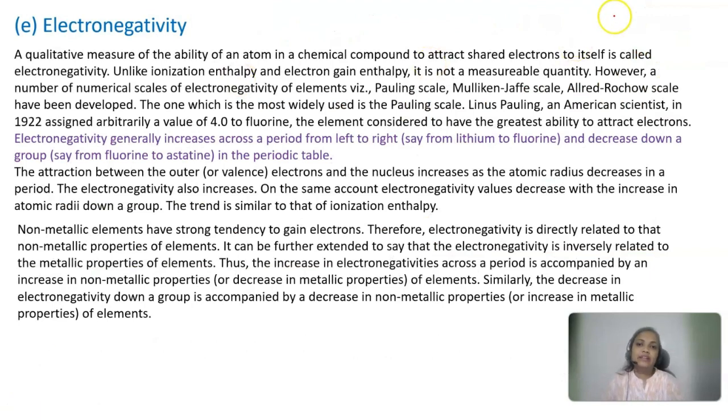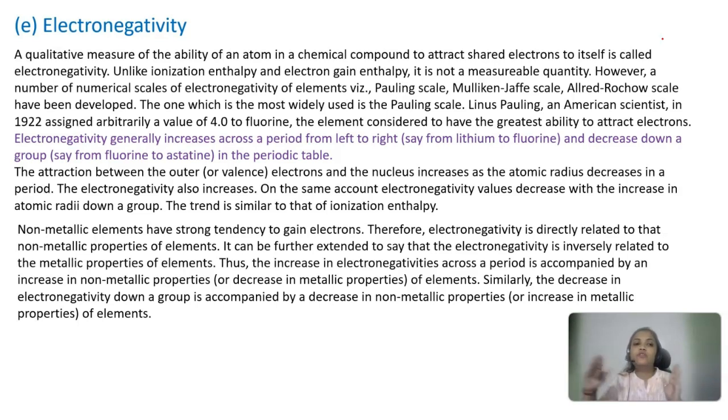Next is electronegativity. You know electronegativity is not a measurable quantity, but it is measured on a scale. It is actually the ability of an atom to attract the shared pair of electrons towards itself. A number of scales were given by scientists: Pauling scale, Mulliken scale, Allred-Rochow scale. The widely used one is the Pauling scale, which assigned a value of 4.0 to fluorine, the most electronegative element of the periodic table.